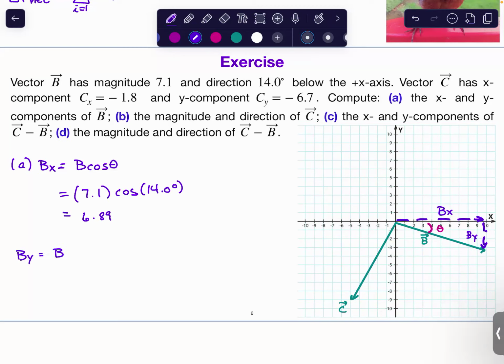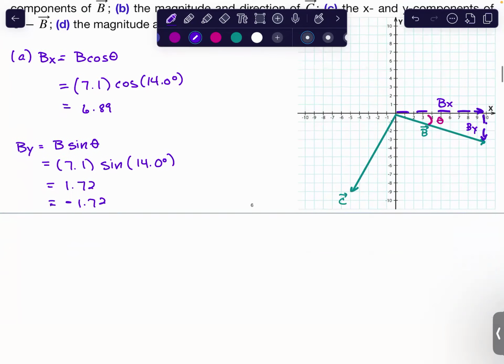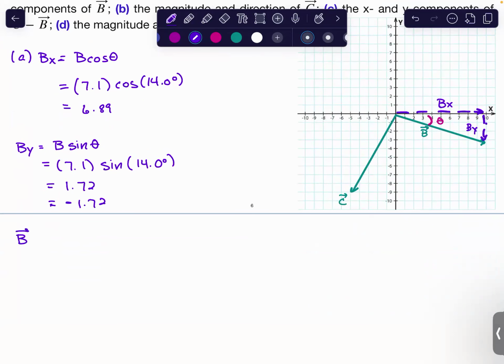If Bx is cosine, By has to be sine. And that's going to give us 1.72, but it's in the fourth quadrant. So what do we have to do to that? Okay, so we have our vector B. It's going to be 6.89 i hat minus 1.72 j hat.